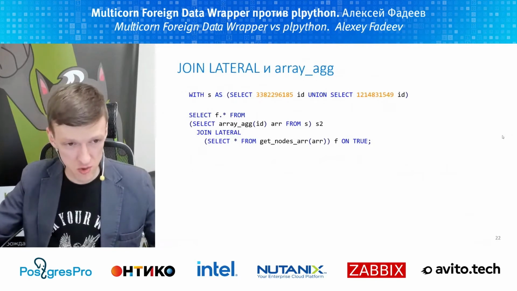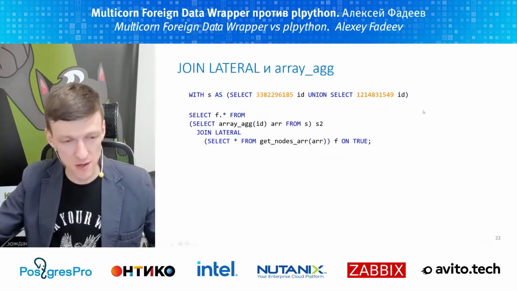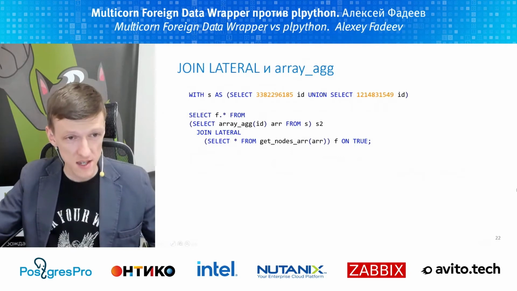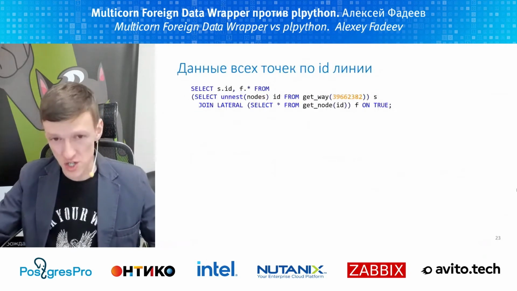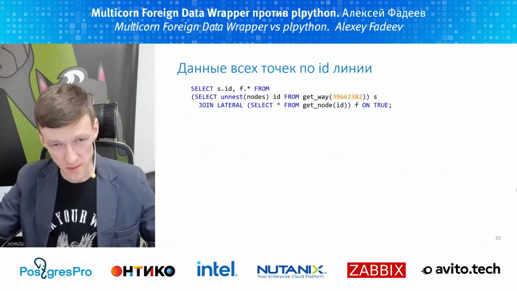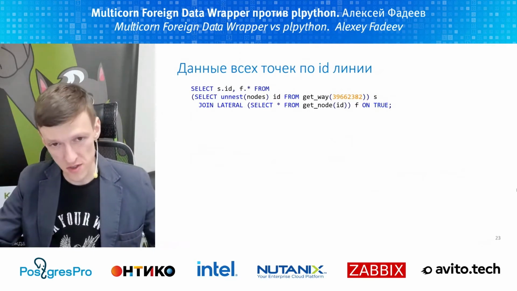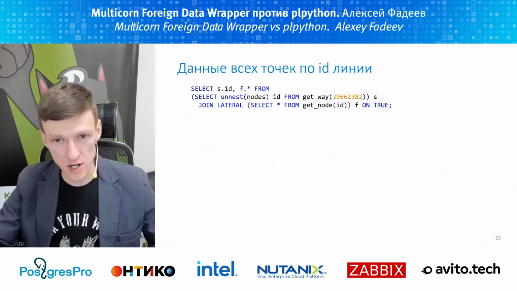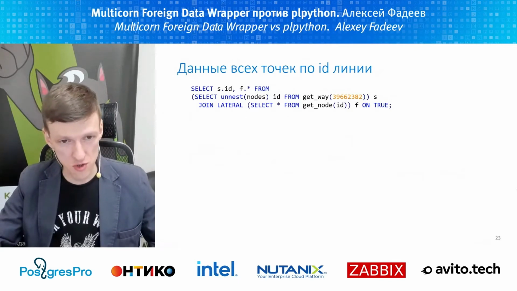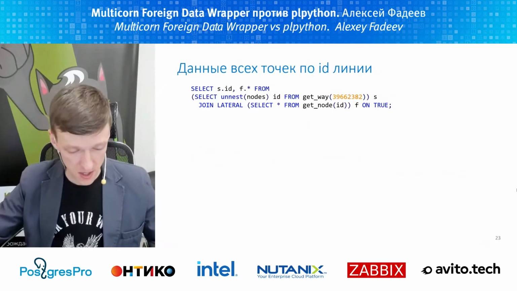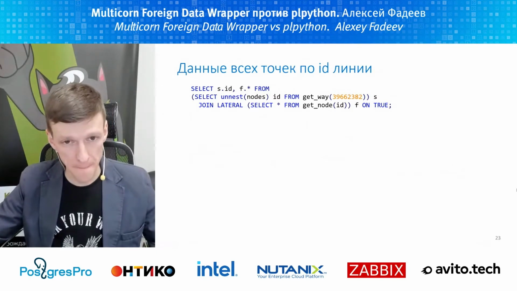If we don't want to call the function several times, we can do it differently. Aggregate a table into an array and write a function which assumes an array as an argument. This is a workable solution. So the practical task for which I did all this: to get data of the line from OpenStreetMap and identifiers of the line, and then get hold of its data, coordinates, and tags.